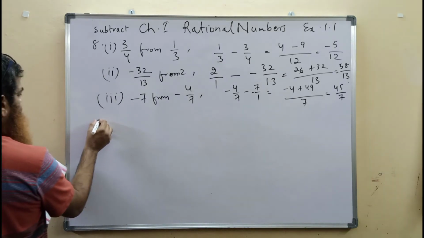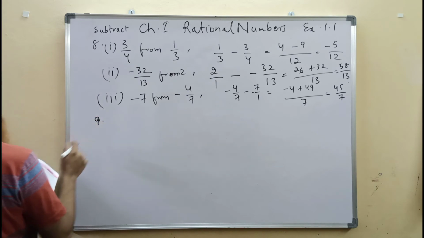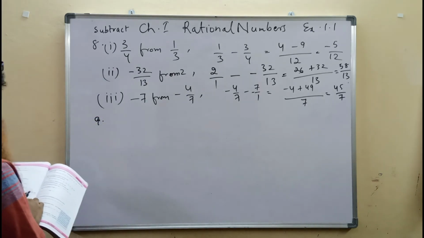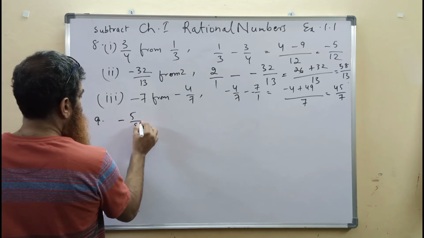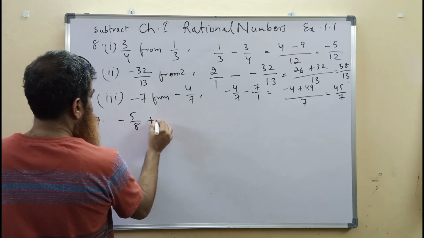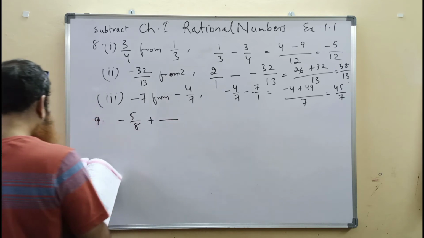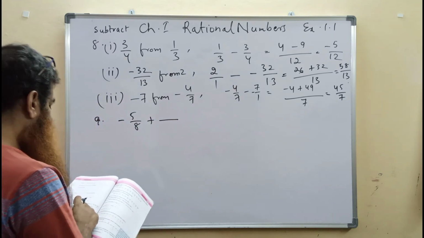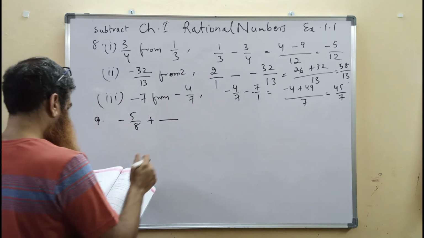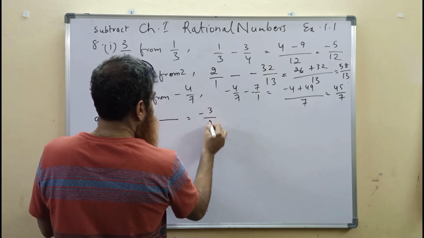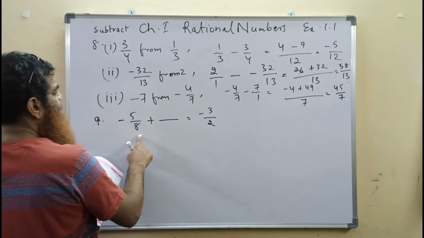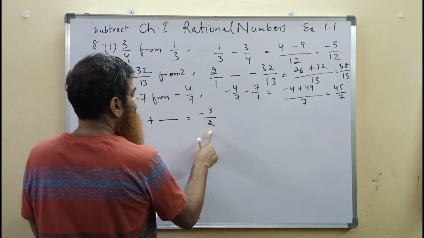Then the ninth question: what number should be added to minus 5 by 8 to get minus 3 by 2? In equation form, minus 5 by 8 plus dash is equal to minus 3 by 2.